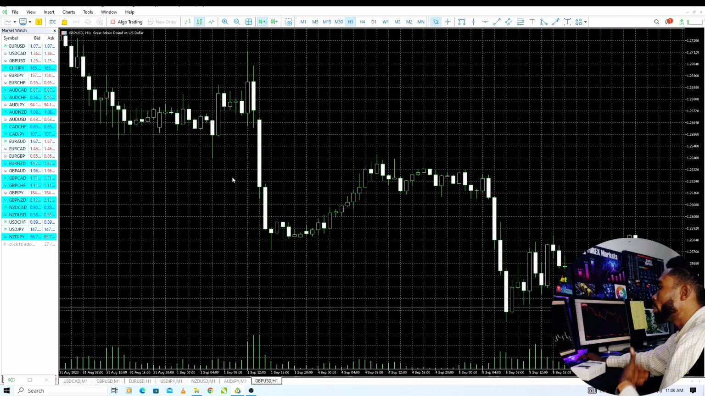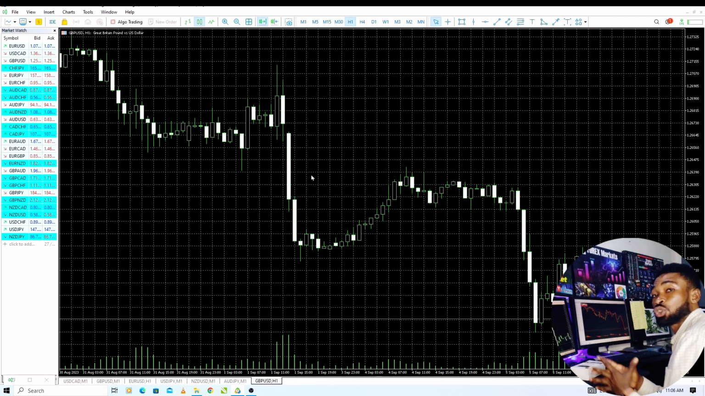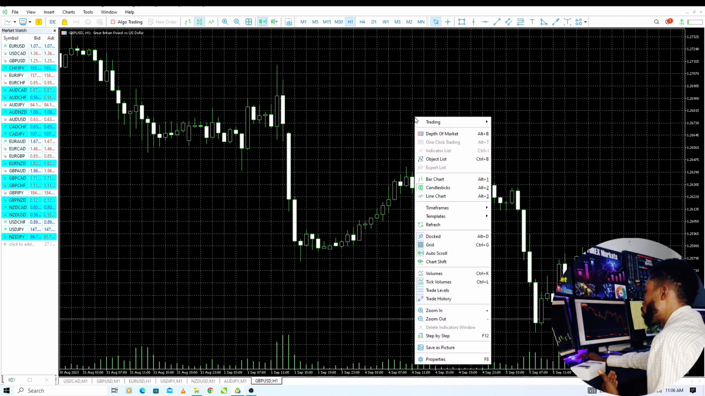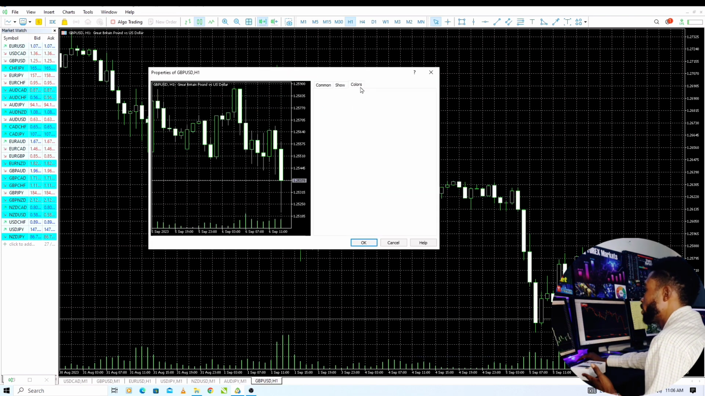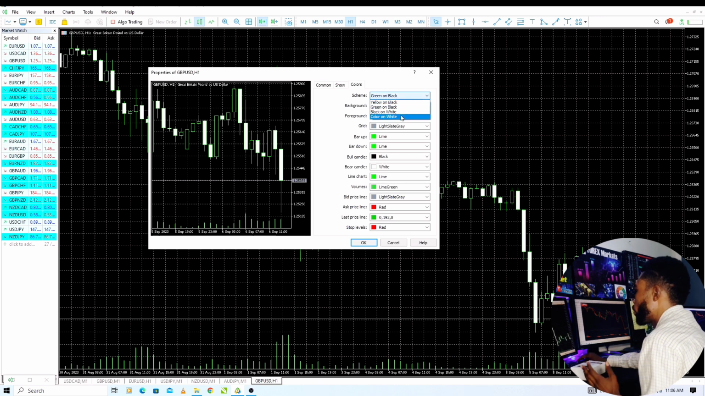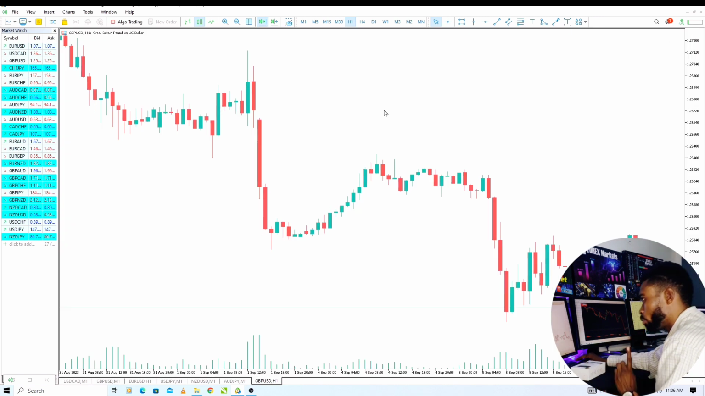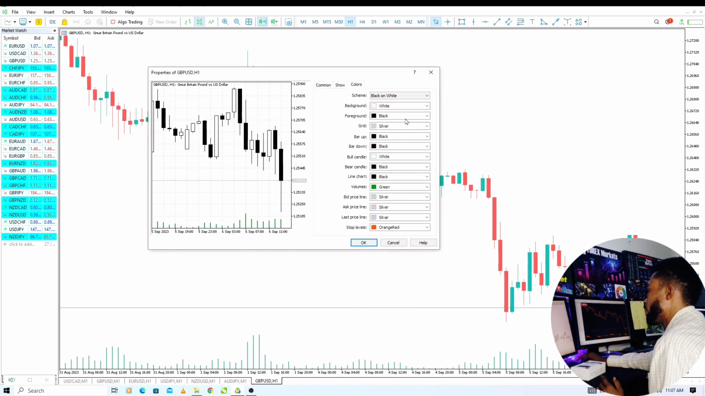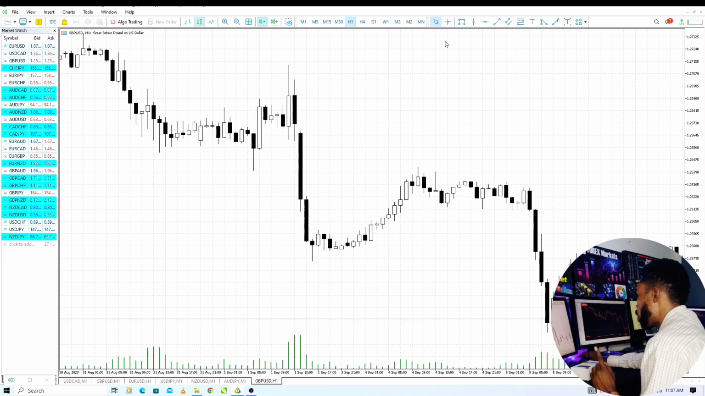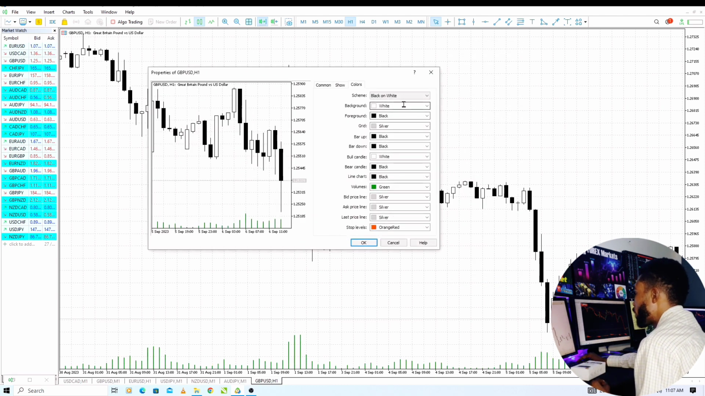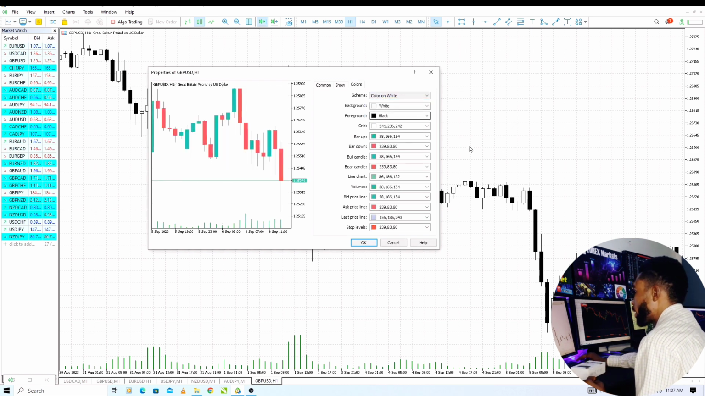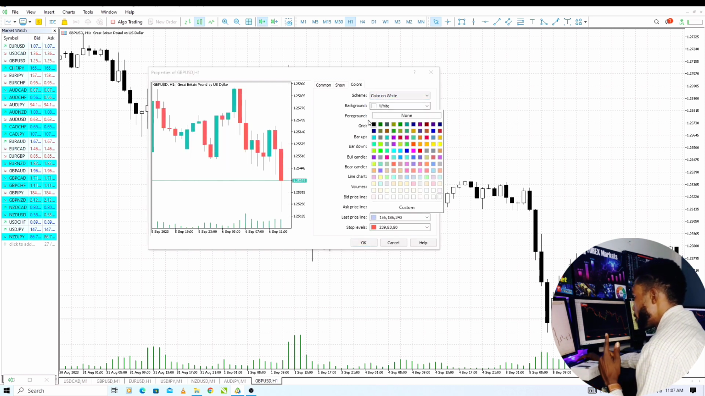So this is pound USD. When you open a blank chart on MT5, this is how it's going to look. You must set the template to suit your specifications. If you want a white background, you go to properties and set the color to white, which gives you a white background. If you want black on white, you go to properties and set black on white. Or if you want a black background only, you go to properties and change the background to black.